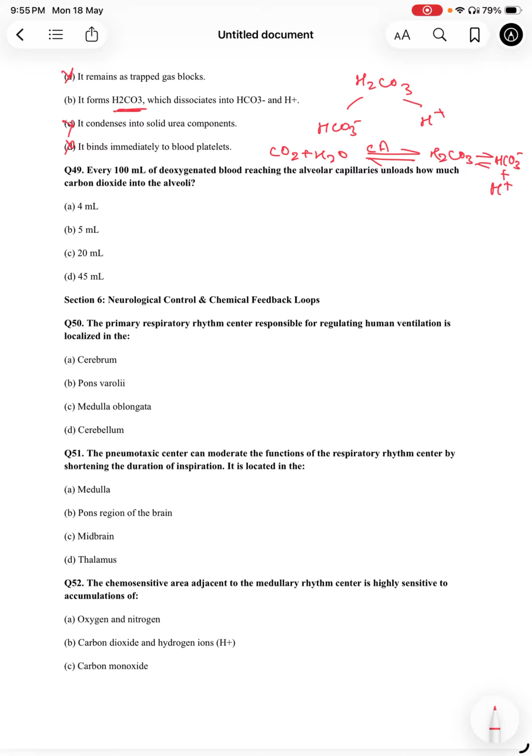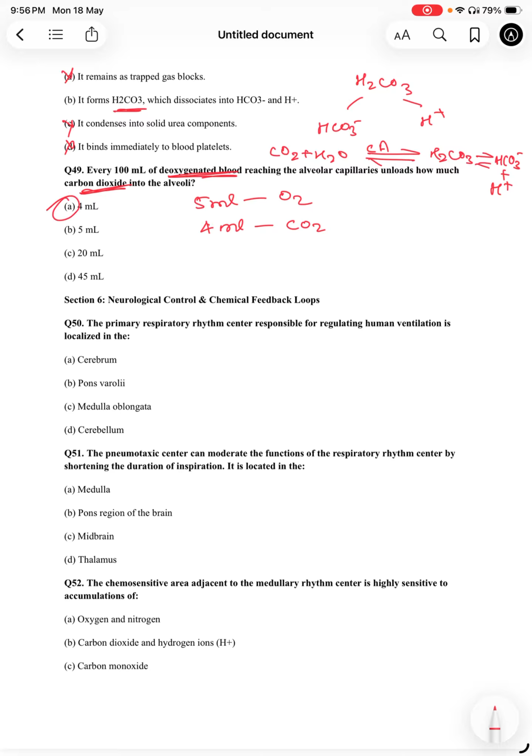Now, every 100 ml of deoxygenated blood reaching the alveolar capillaries unloads how much carbon dioxide into alveoli? This is a direct question. Every 100 ml of returning deoxygenated blood delivers 4 ml of CO2 and 5 ml of O2. They are asking about carbon dioxide, so 4 ml of carbon dioxide.